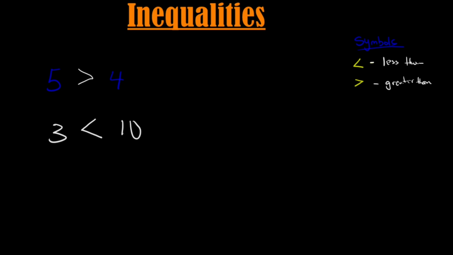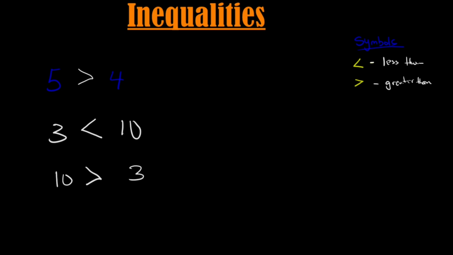And we can always swap these numbers around. So we can put the 10 first and the 3 second. Because the 10 is first, we have to use the symbol that opens to the 10. So the symbol would change from a less than to a greater than. So 10 is greater than 3. This is how we use the symbols.